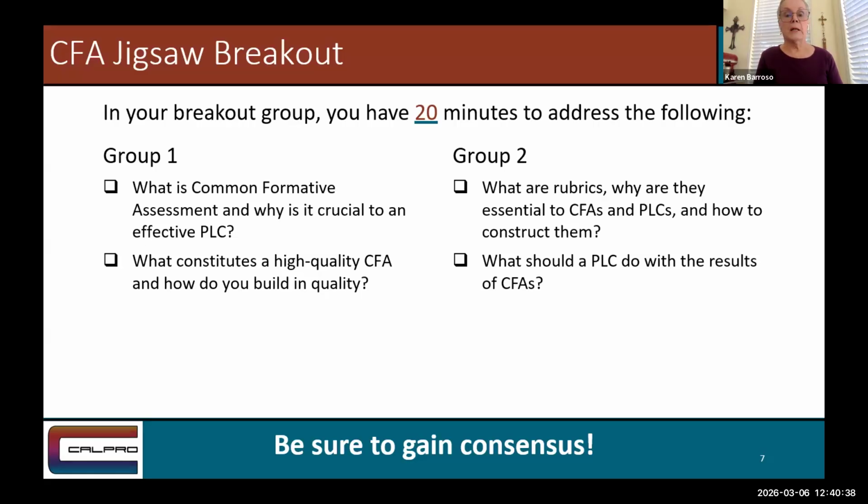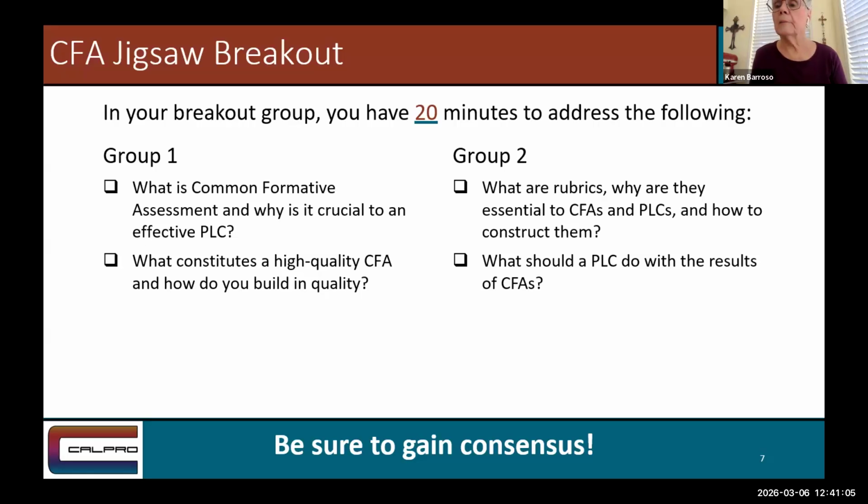The second group will answer what are rubrics, why are they essential to CFAs and PLCs, and how to construct them. And the second question would be, what should a PLC do with the results? And I believe this is on the handout.